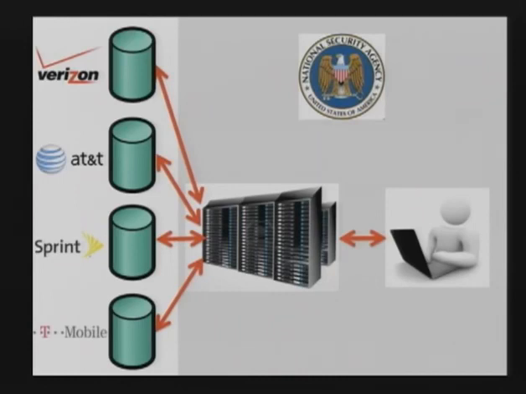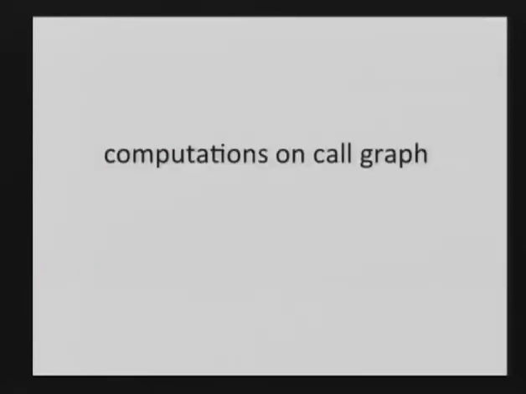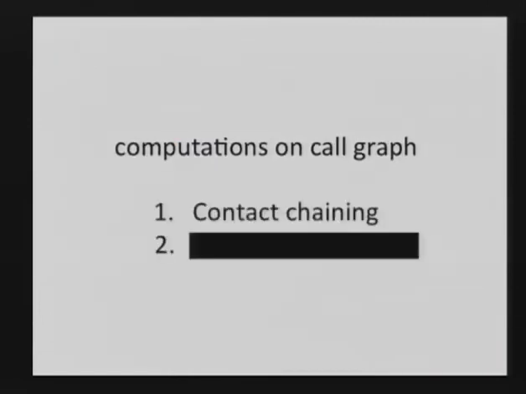So there's some advantages here, but then we have to ask the question, is it really feasible to do the kind of analysis you want with this architecture where the data is split across different servers? Well, so in order to answer that question, we need to look back and remember what computations are done at the call graph, which you recall are contact chaining and something redacted. Okay, so let's look at contact chaining.